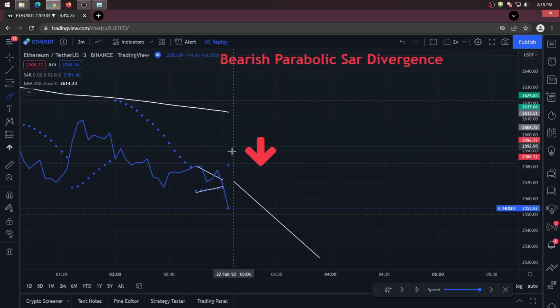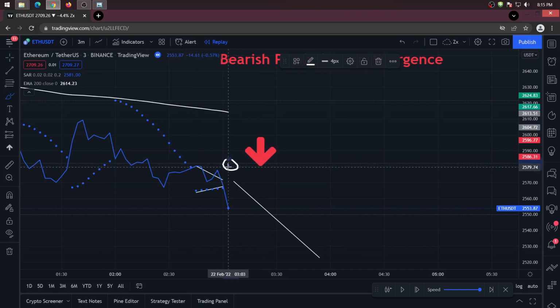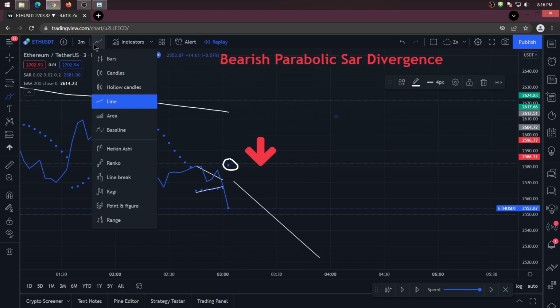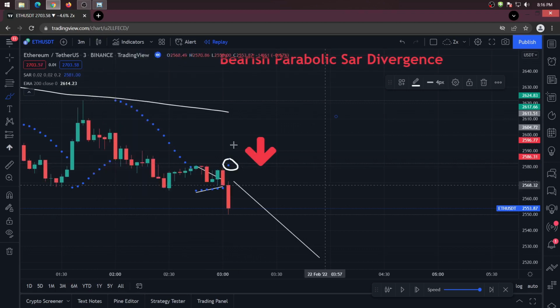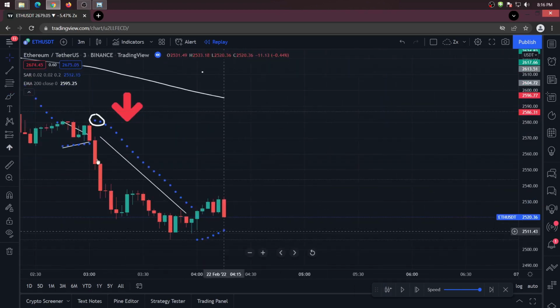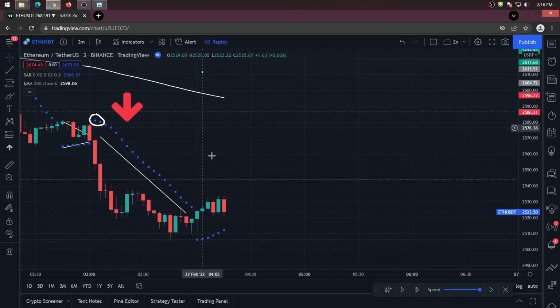So now you have to wait for the parabolic SAR confirmation. Once the confirmation happens, you have to check all the conditions. So I go back to the chart pattern and you can see the price is below the 200 EMA. Also a bearish parabolic SAR divergence happened, and we find the confirmation for a short position. And let's see, it counts as another successful trade.